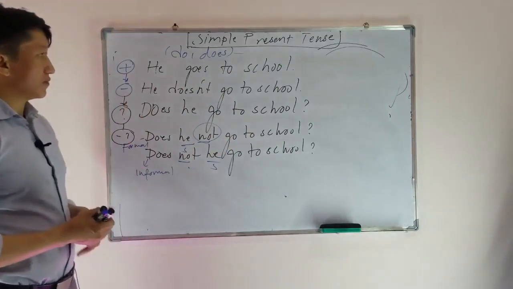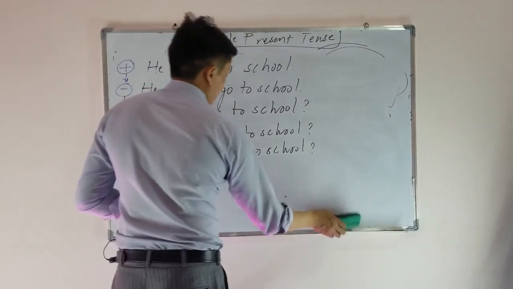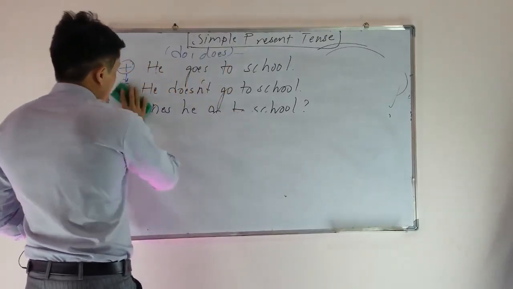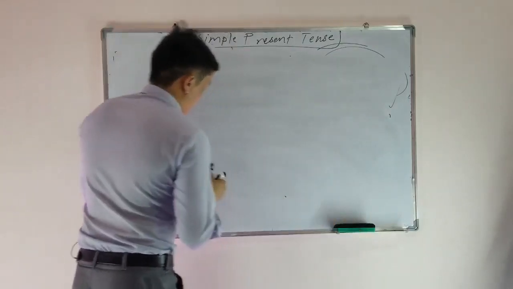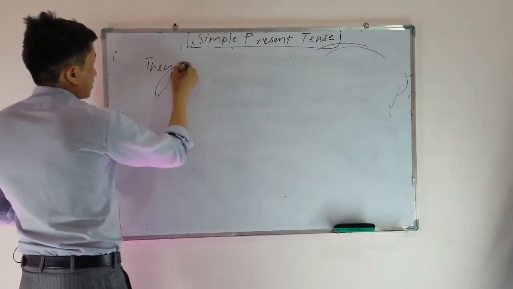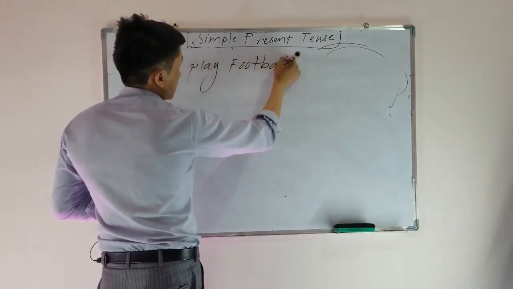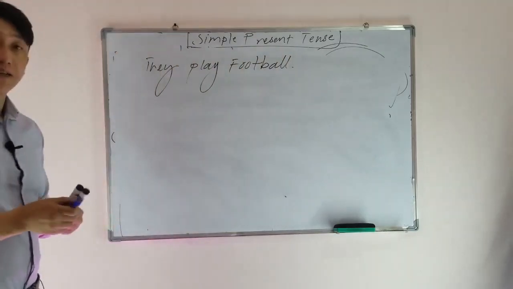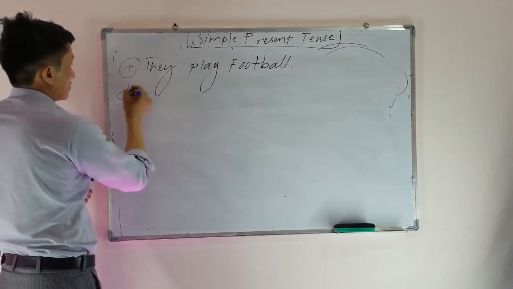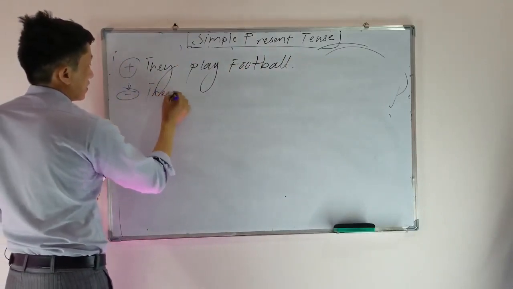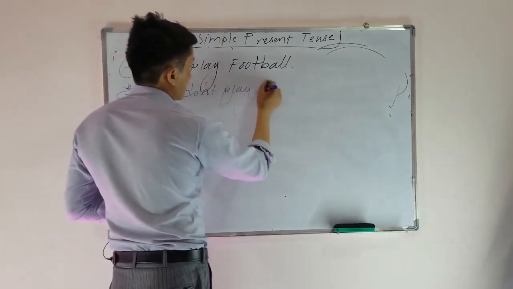So for he, she, and it we use does, and for the rest of them we use do. For example, if I say they play football, this is simple present tense and a positive sentence. If I want to change it to negative, I have to say they do not or don't play football. They don't play football.